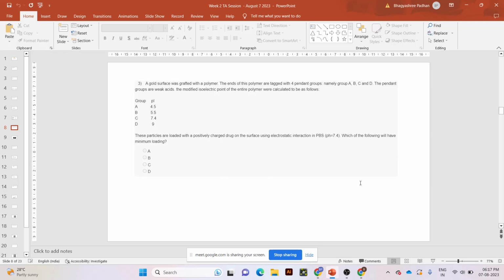A gold surface was grafted with a polymer. The ends of this polymer are tagged with four pendant groups, namely A, B, C, and D. The pendant groups are weak acids. The modified isoelectric points of the entire polymer were calculated as follows. A has an isoelectric point of 4.5, B 5.5, C 7.4, D 9. These particles are loaded with a positively charged drug on the surface using electrostatic interaction in PBS, pH 7.4. Which of the following will have minimum loading?